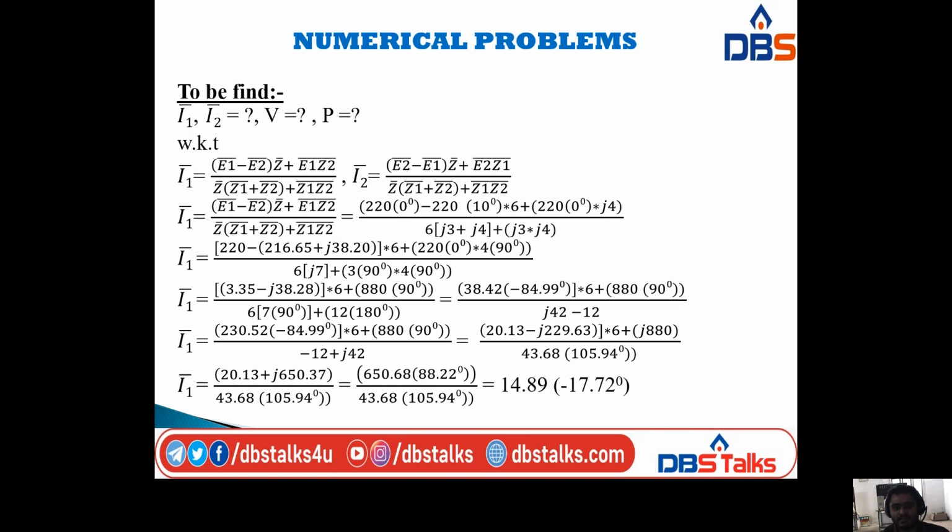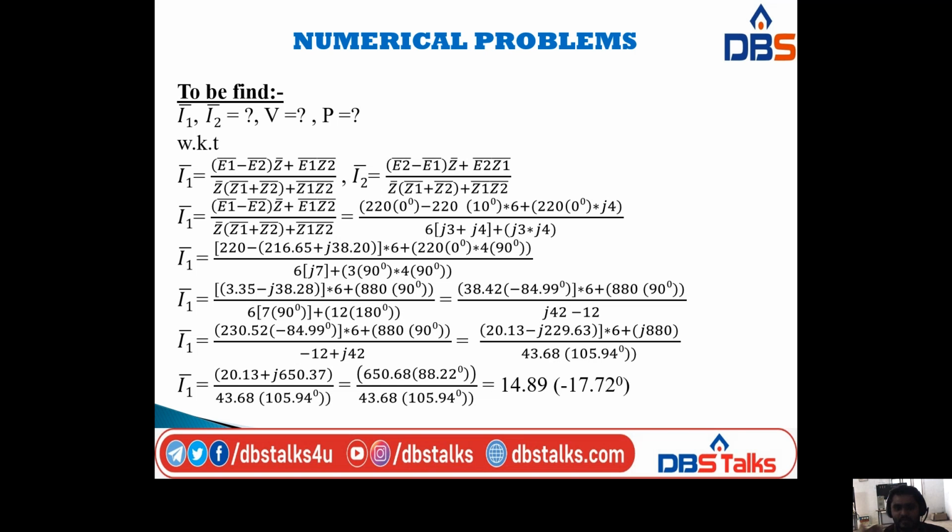plus Z1 into Z2 bar. In the problem they gave E1 bar as 220 at an angle of 0 minus E2 is 220 at an angle of 10, into total Z value 6 ohms, into 6, plus E1 value 220 at an angle of 0 into Z2 value j4 ohms, divided by Z value 6 into (Z1 bar value j3 ohms plus Z2 value j4 ohms) plus Z1 into Z2, that is j3 into j4.